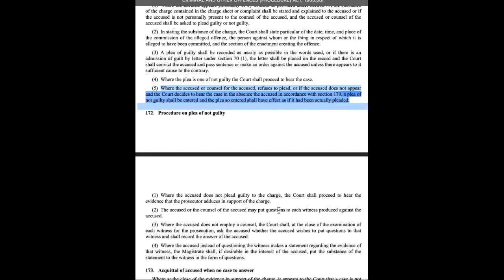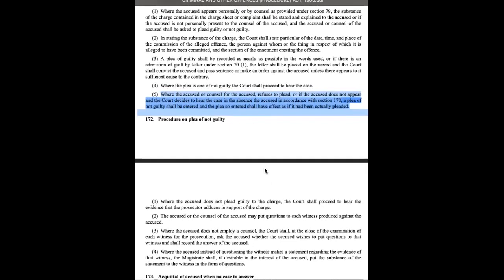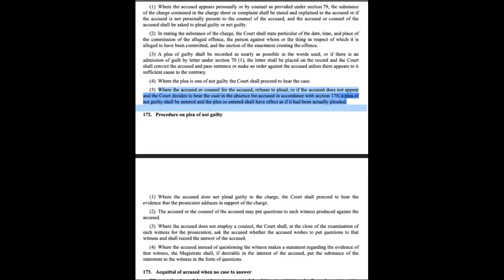So when the accused is called upon to plead and refuses to plead, see what section 171, subsection 5 of Act 30 is saying. It says, where the accused or counsel for the accused refuses to plead, or if the accused does not appear and the court decides to hear the case in the absence of the accused, in accordance with section 170, a plea of not guilty shall be entered, and a plea so entered shall have effect as if it had actually been pleaded. So that is what section 171, subsection 5 of Act 30 says. It deals with the consequence of the accused person refusing to plead.